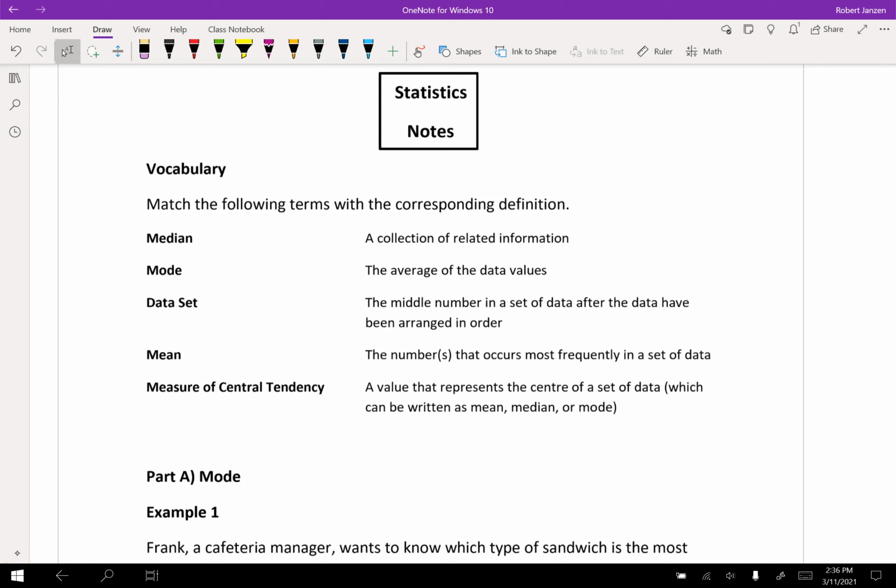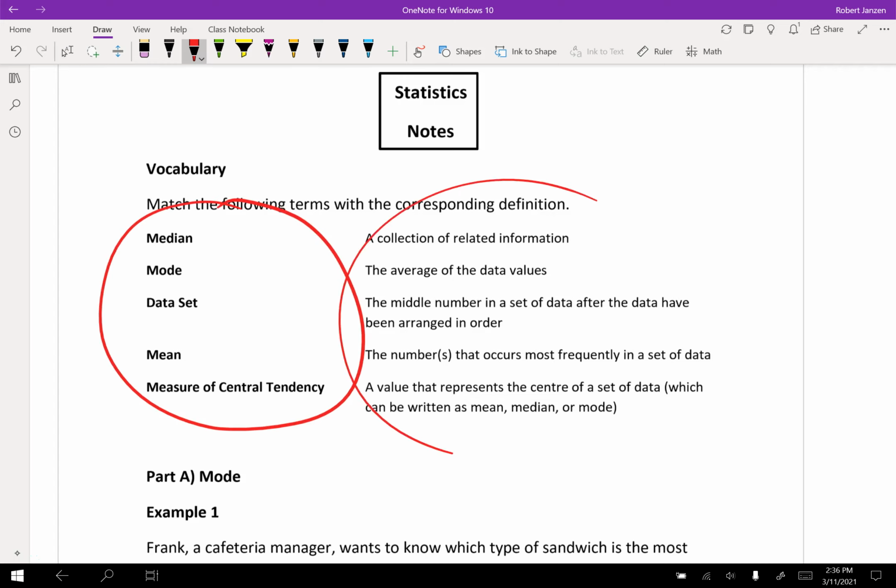All right, let's begin our unit on statistics. Why don't we see what you know right off the bat? See if you can match these with these definitions. Give yourself 30 seconds and just do a little match, and then we'll check your answers.